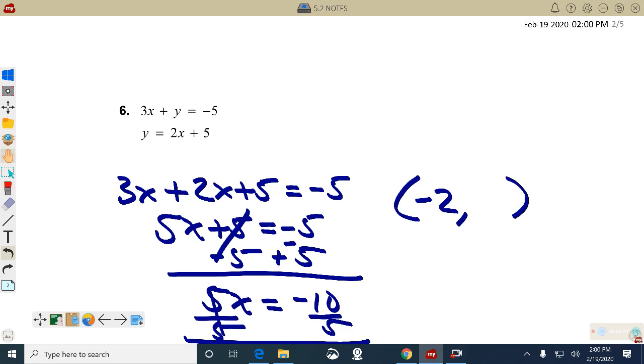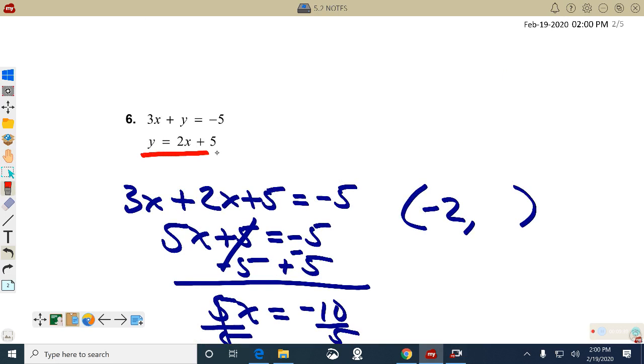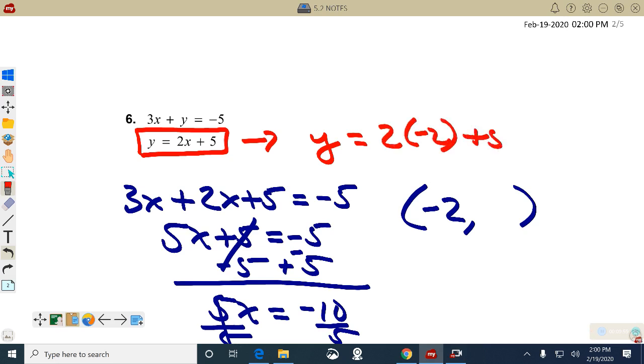So I know x is going to be negative 2. So I'm going to use this equation because look, y is already by itself. I'll just replace x with negative 2. Here we are. Y equals, wherever I see x, replace with negative 2. So it's 2 times negative 2 plus 5. So y then is going to be, order of operations, do multiplication before you add. So 2 times negative 2 is going to be negative 4, plus 5, positive 1.